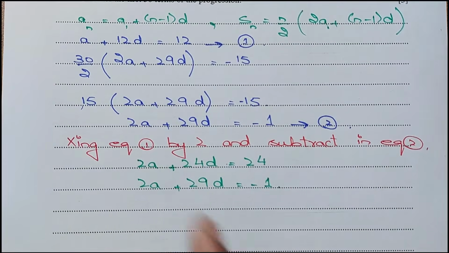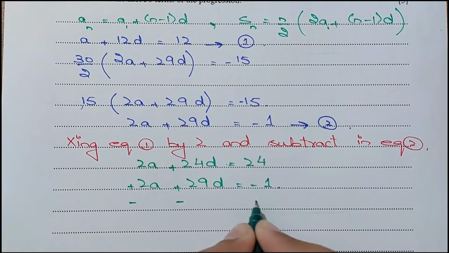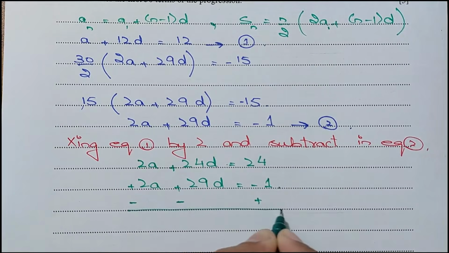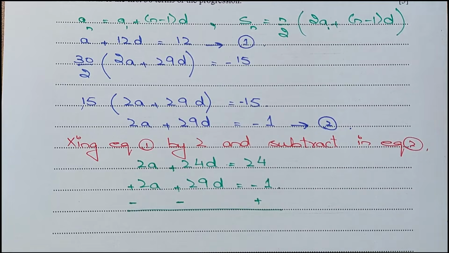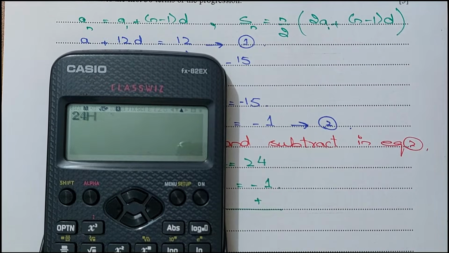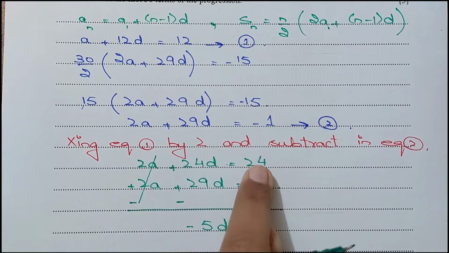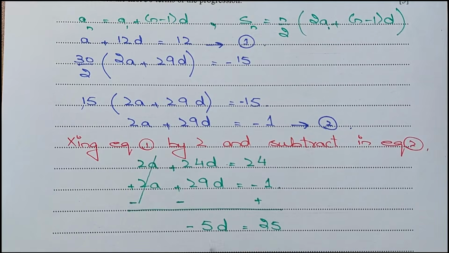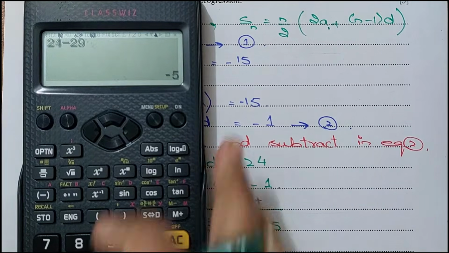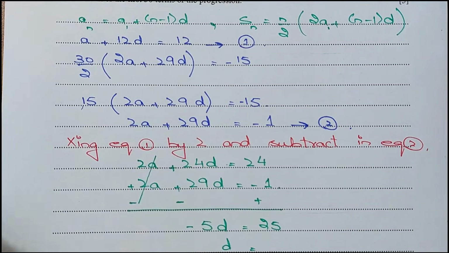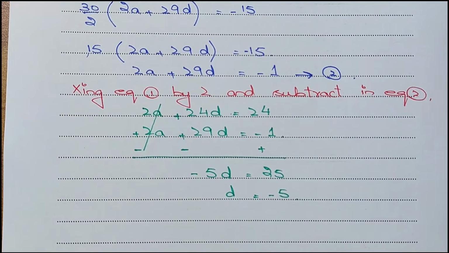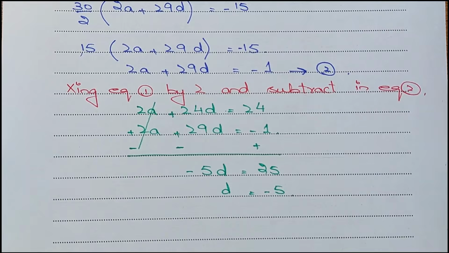Now we have to subtract the two equations, so basically we change the signs. Plus 2a minus 2a just cancels out, we have 0. 24 minus 29 is minus 5d, and this equals 24 plus 1, which equals 25, so d equals 25 divided by minus 5. So the d value is negative 5. Now let's substitute the d value into the first or second equation to get the a value. So let me put it into equation 1.